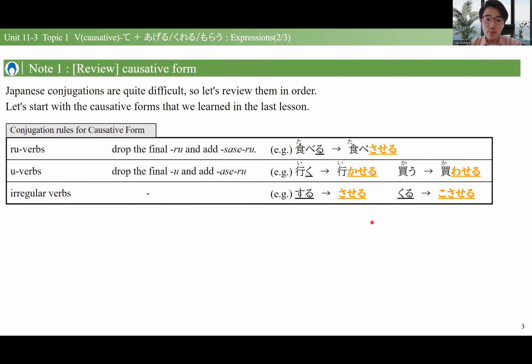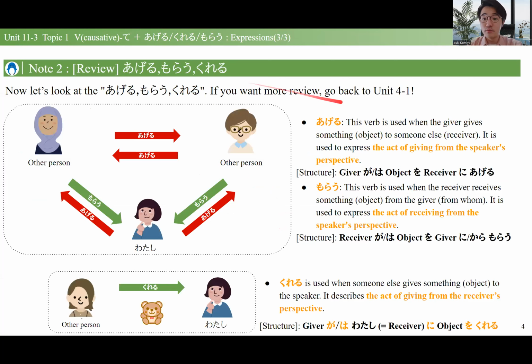And combining that with the あげる, もらう, くれる. If you remember from Unit 4.1, these are the special giving, receiving verbs. And this is the diagram to understand what verb to use for what transaction. あげる is the giving verb. When somebody gives something, or I give something to somebody, the giving action can be described with あげる. So giver が something を receiver にあげる. 私が other person に, like リンゴを other person にあげる. Stuff like that.